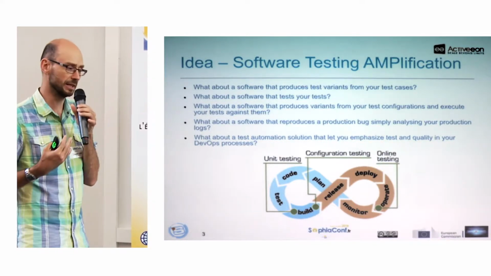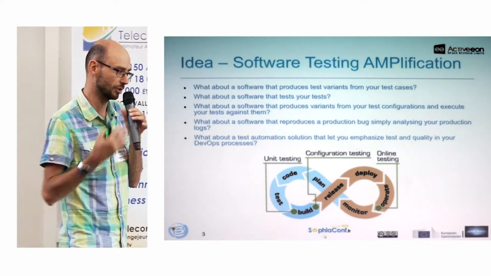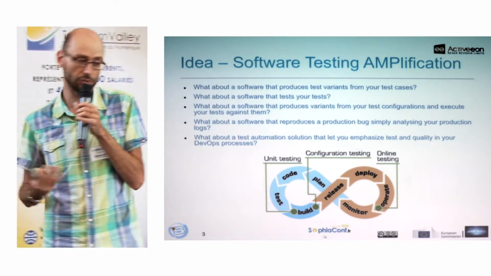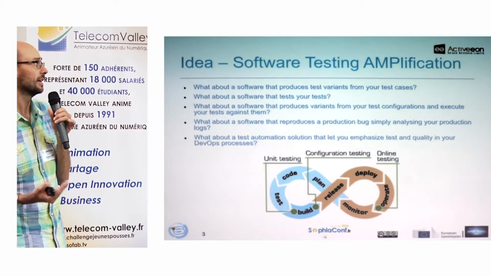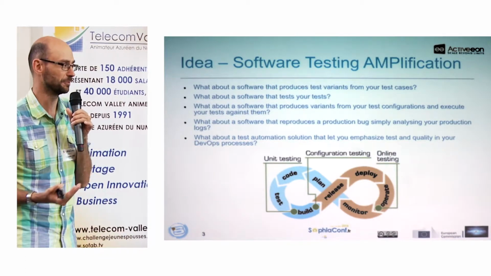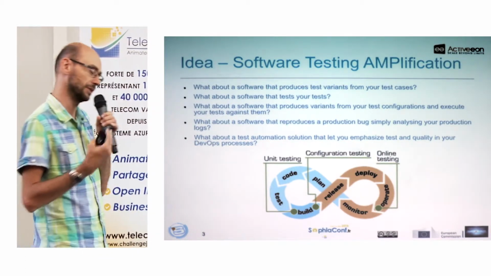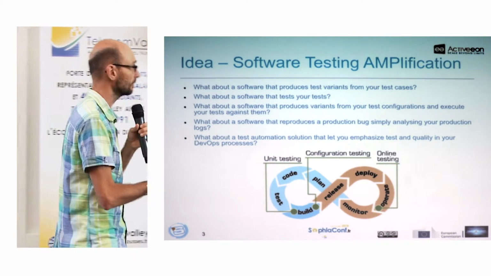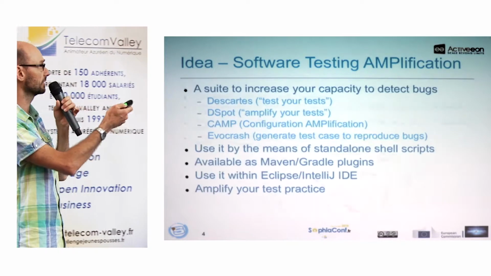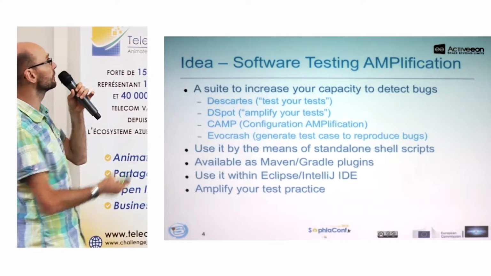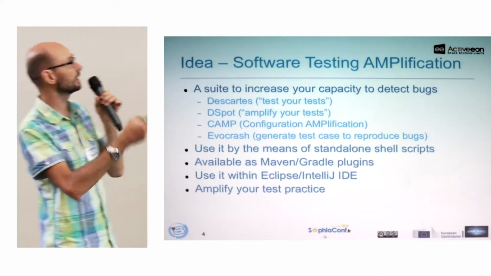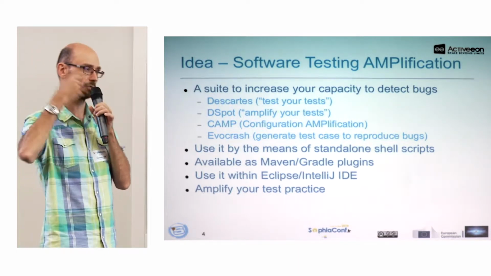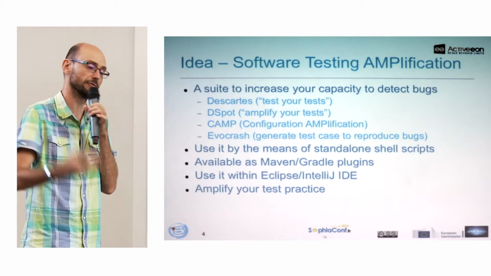And not only do we have different tools, but also these tools are integrated into your best friend, your DevOps tool, your continuous integration and continuous delivery tool. And we'll see how they are integrated. So the tools I spoke about are Descartes, that will test your tests, and DSpot, that will amplify your tests, that will produce new tests starting from your tests.